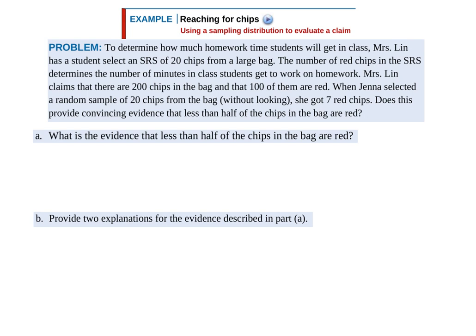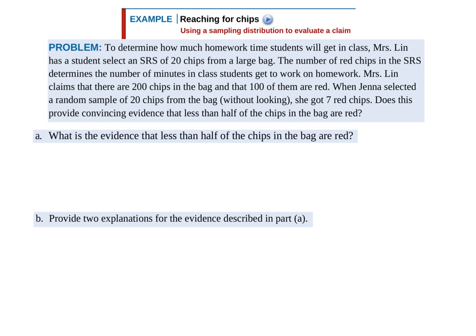So let's work through this example called reaching for chips. Not the chips you might be thinking of, or at least not the ones I was thinking of. So the problem says, to determine how much homework time students will get in class, Mrs. Lynn has a student select an SRS of 20 chips from a large bag. So think about poker chips, or I guess potato chips, whatever you want. The number of red chips in the SRS determines the number of minutes in class students get to work on their homework.